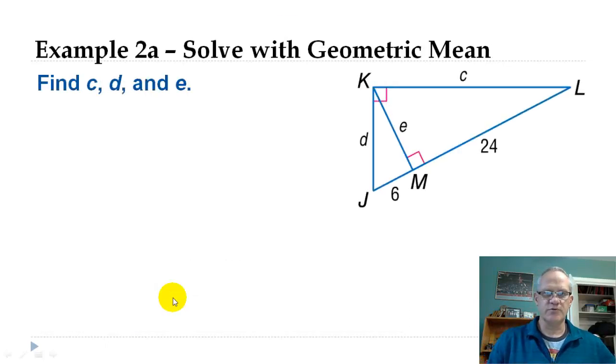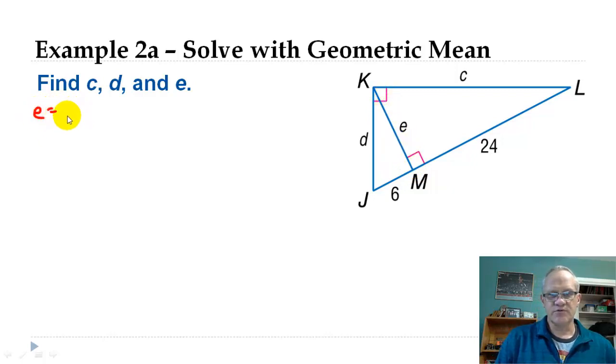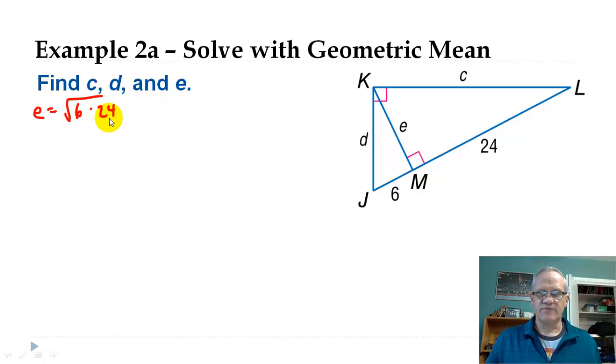Okay, so let's look through one here. Find c, d, and e. So we're going to find c, d, and e. I always like to start with e because that's the altitude, and that's that first one that we did. So it's the altitude, which was that first formula. So what that means is e is going to equal the square root of 6 times 24. If you can just remember that little pattern, very easy. Well, now here's where, remember what we did last time, simplifying square roots? You could just multiply this out and get some big number and simplify it, or you could just simplify it kind of separately like we've done before.